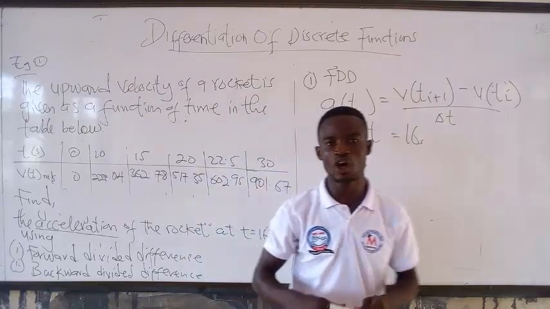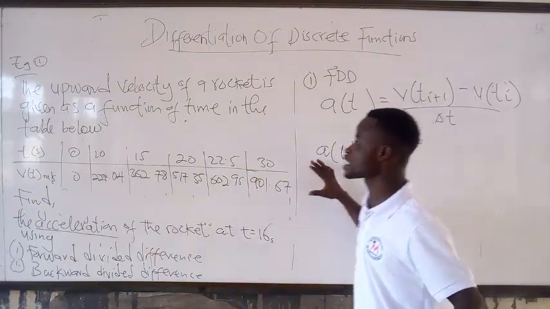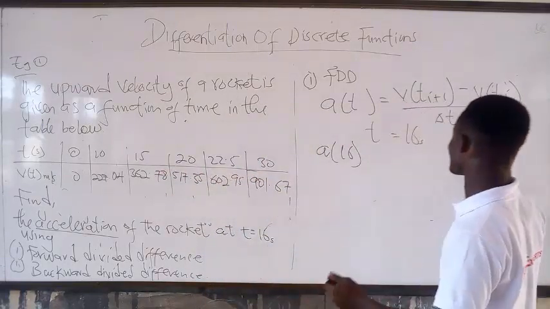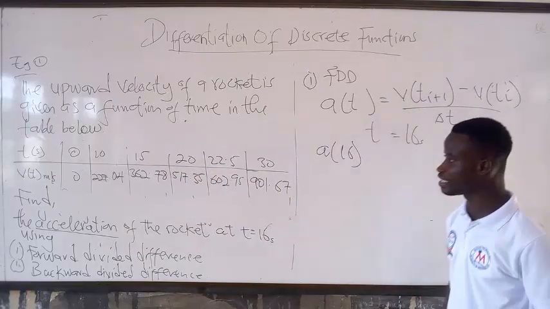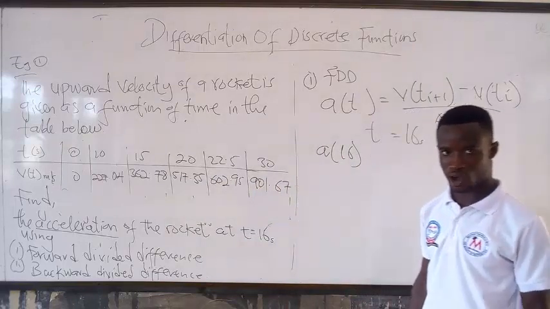But in this case, we don't have the velocity function to do the substitution. It's given to us in table form. And since we don't have 16 in here, what will we do? So this is what we are going to do.